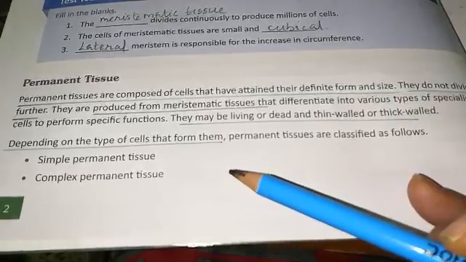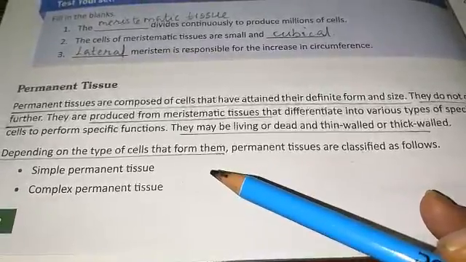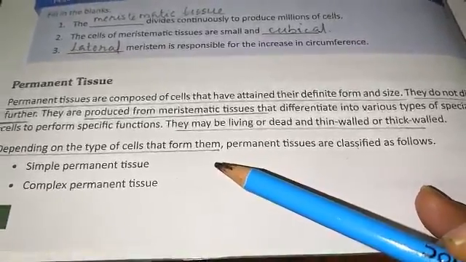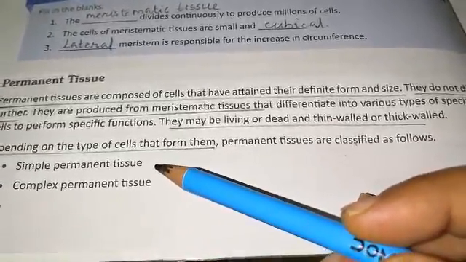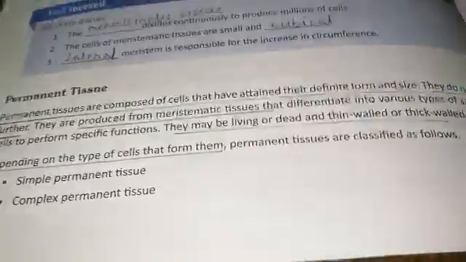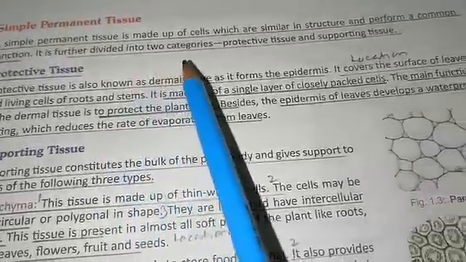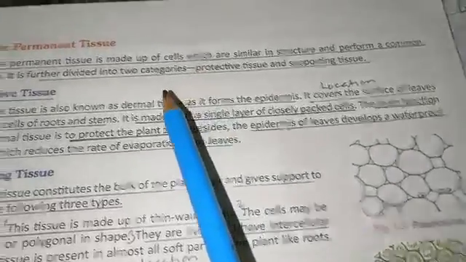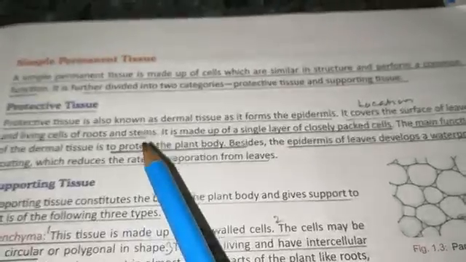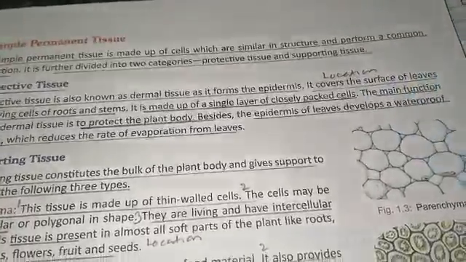They may be living or dead and thin walled or thick walled, depending on the type of cells that form them. Permanent tissues are as follows: simple permanent tissue and complex permanent tissue. Now let us see the simple permanent tissue. Simple permanent tissue is made up of cells which are similar in structure and perform a common function. It is further divided into two categories: protective tissue and supporting tissue.